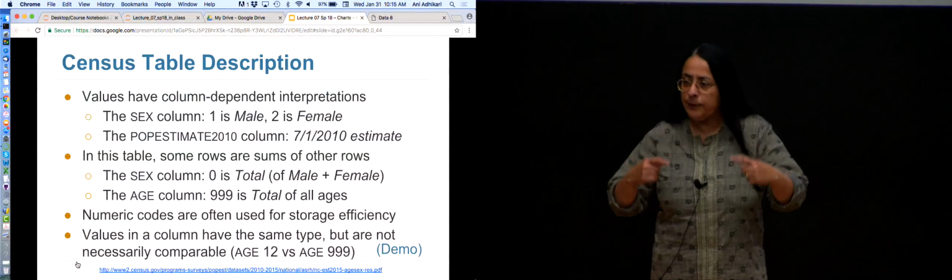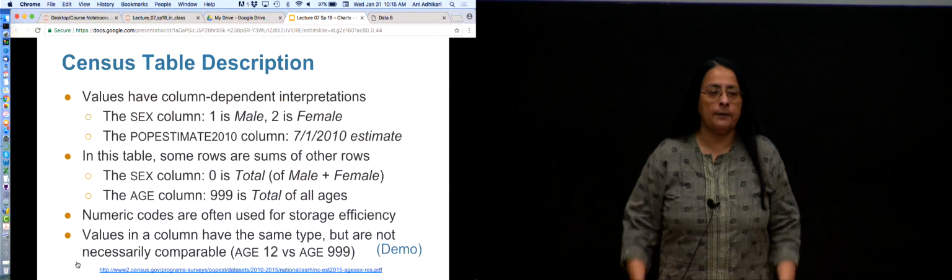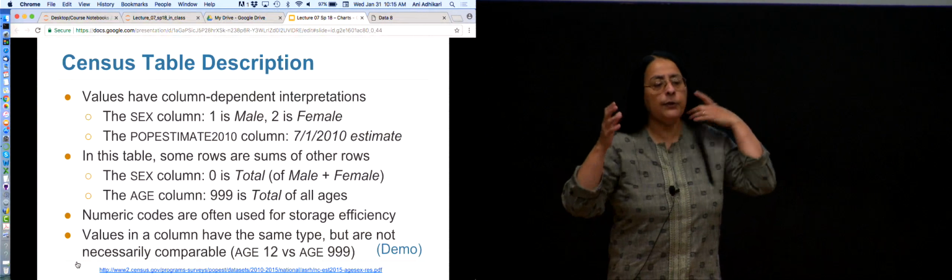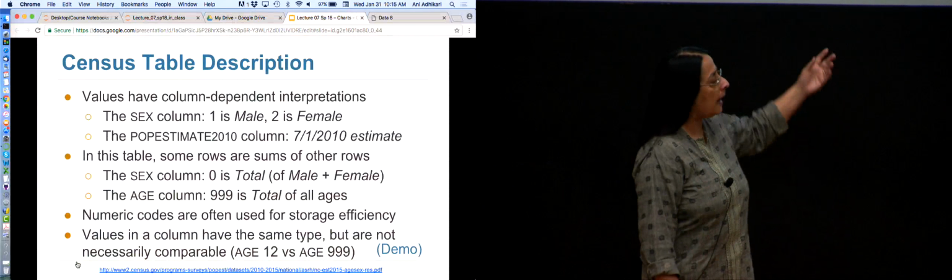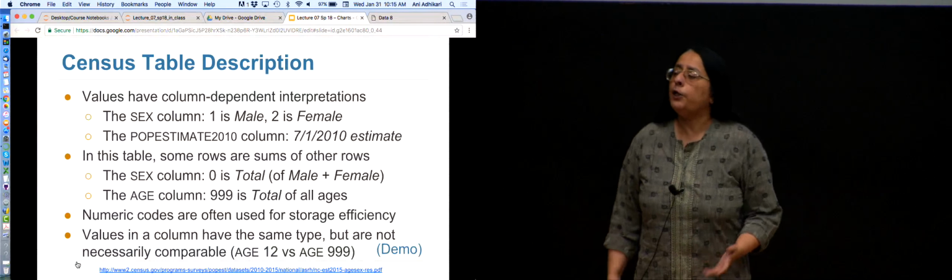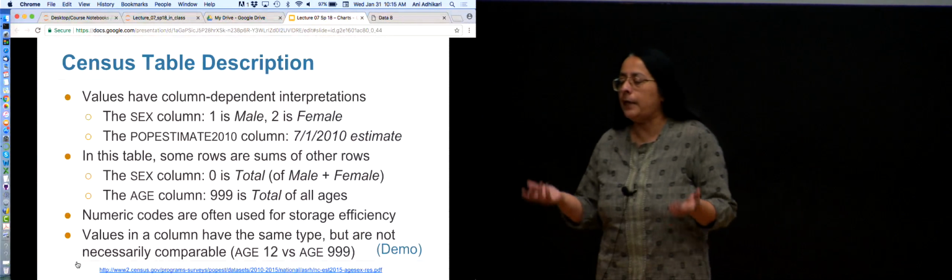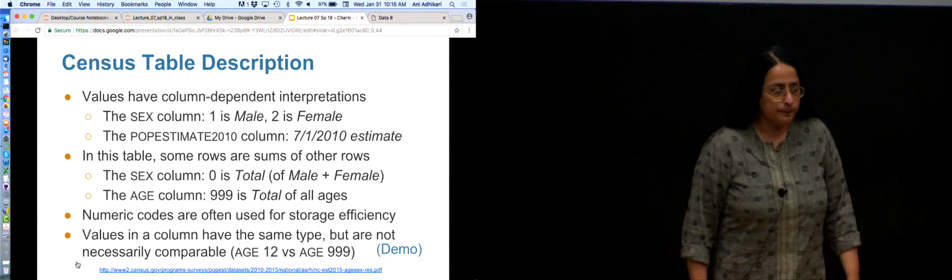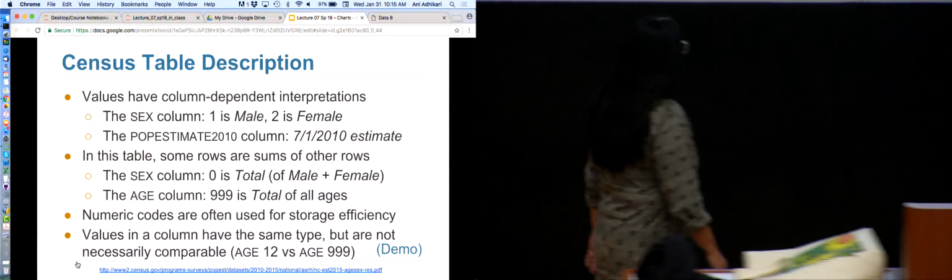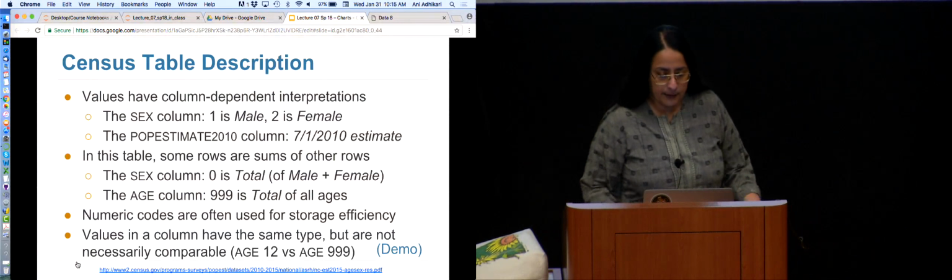And when we interpret data in tables, we have to keep things like that in mind. And where do you know what's going on, like what these codes mean? You have to read the documentation provided by the people who made the table. And so there's a link to that at the bottom there.